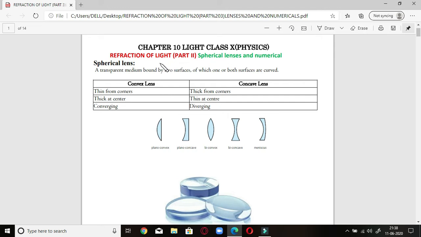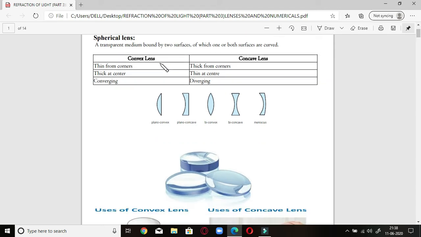A spherical lens is a transparent medium bounded by two surfaces like this. One is this surface and another is this surface. If it is bounded by a transparent medium with two surfaces, both of which are curved, that is called a spherical lens. For example, if you look here, these are spherical lenses.